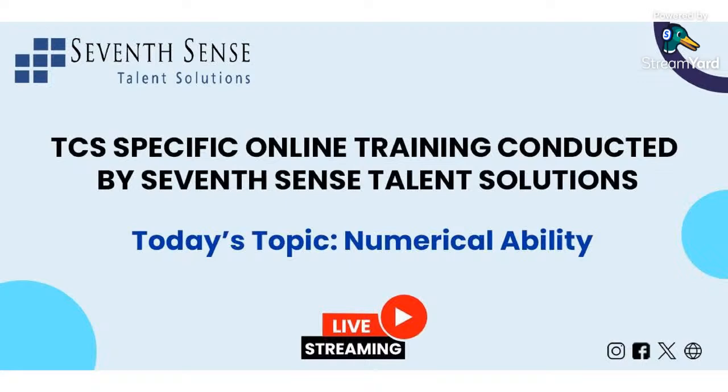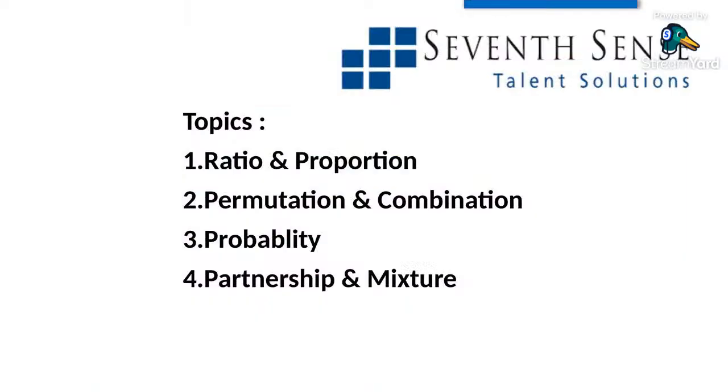Let's see what are the topics we are going to cover in this aptitude class. Ratio and proportion, permutation and combination, probability, partnership and mixture. These are the four topics we are going to cover today. First, let's see ratio and proportion.